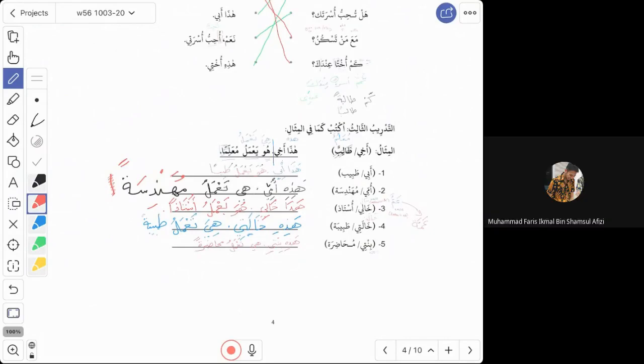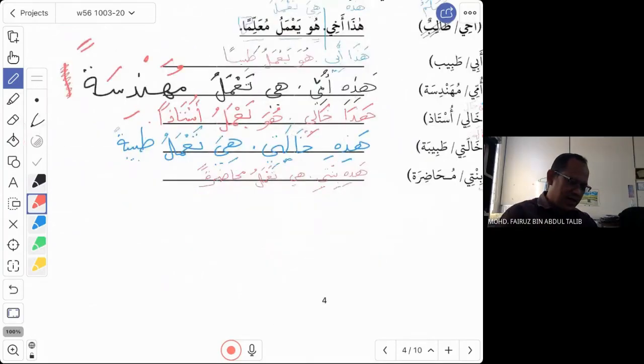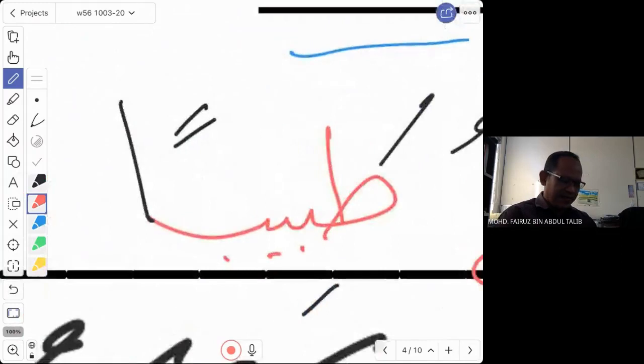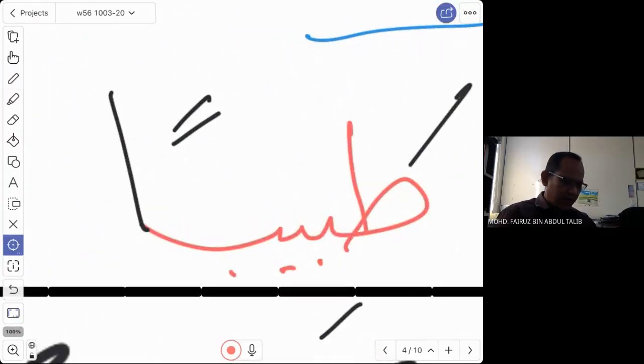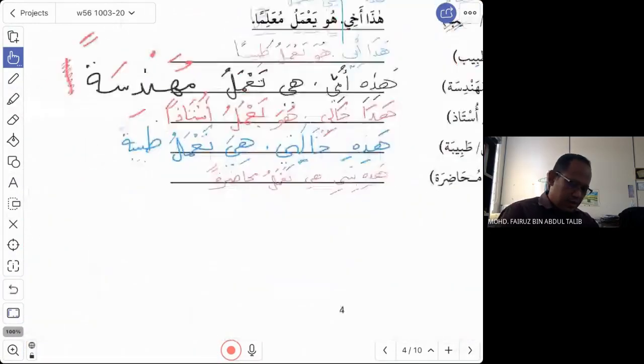Why do we add the alif at the end? Okay, thank you, Faris. So Faris is asking, whenever you have this tanwin, why do you add this alif? The answer is that this is the spelling part of the word. So let me take this word tabib. Let me write it here.